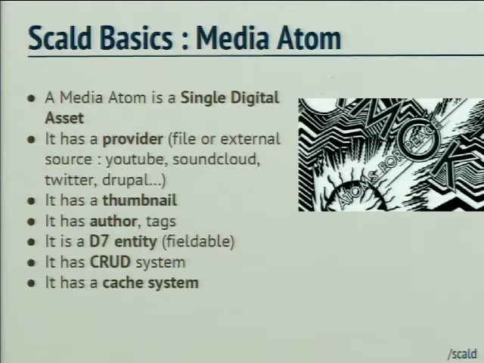Every atom has a thumbnail, because it's very important for the back office user to identify its atom. It also has an author system. Every atom has an author, which is a taxonomy. It has tags, which is very helpful to browse millions or thousands of medias. It's a D7 entity. I've already said that. So that means it's fieldable, so you can extend your atom, providing these basic fields, with any field of the field API you can think of. So there can be a GMAP on an atom. You can store latitude and longitude.